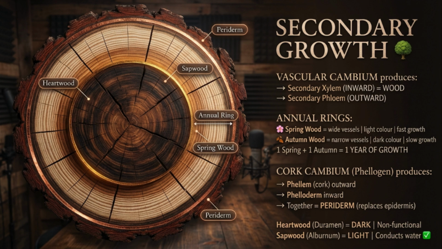1 layer of springwood plus 1 layer of autumnwood equals 1 year of growth. These pairs are what we call annual rings, and by counting them, you can determine exactly how old a tree is. Dendrochronology, the science of dating trees by their rings, is built entirely on this principle.